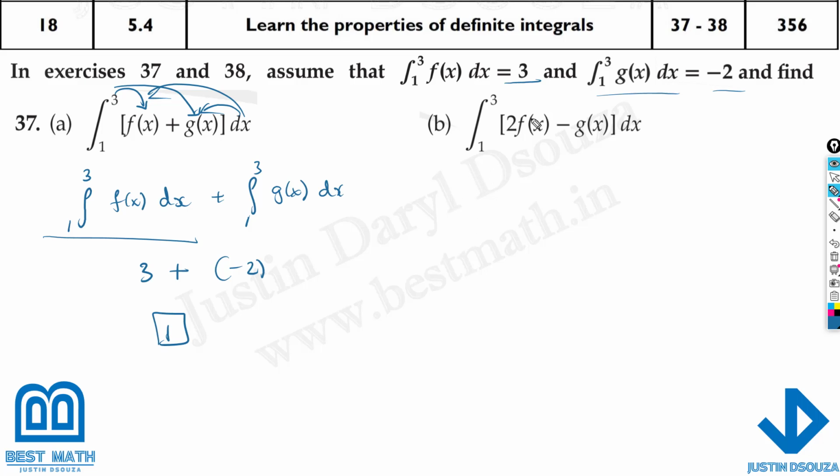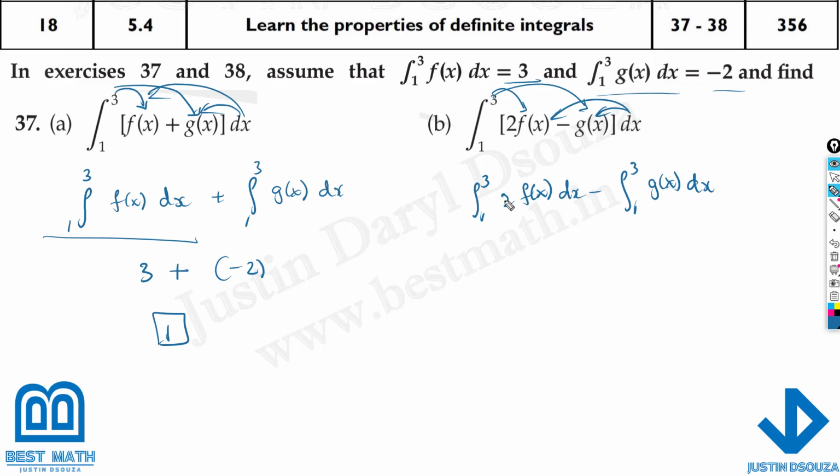What about this one? Same method, same thing, but we have a coefficient here. When we multiply, the coefficient also remains, but it's minus this dx inside. So when you're writing, if you just write 1, 3 over here, 2 f of x minus, again, 1, 3 g of x, this is wrong. Why? Because this dx is a very important term as well.